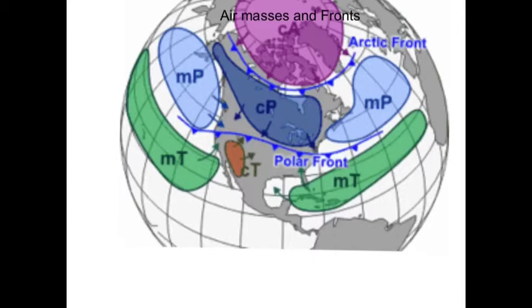How are fronts depicted in the weather map? A cold front is shown as a blue line with blue triangles on the line. A warm front is shown as a red line with red circles on it. And a stationary front is shown as a green line with red circles and blue triangles. And those are air masses and fronts.